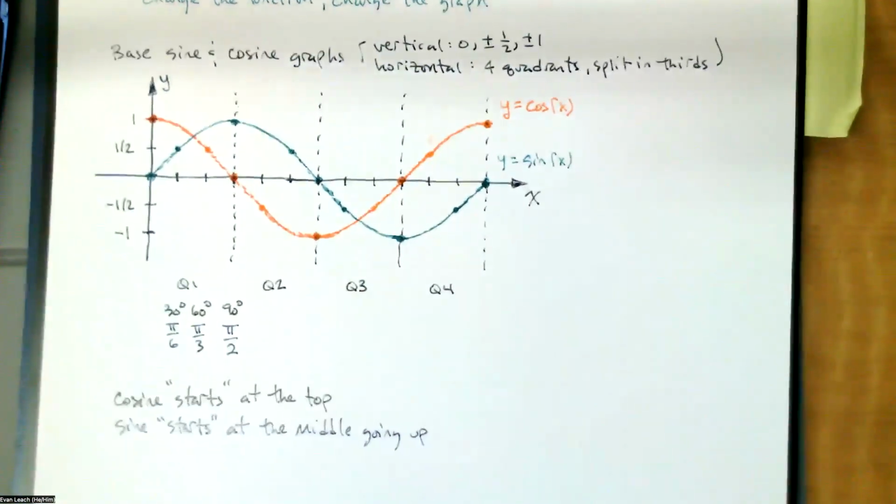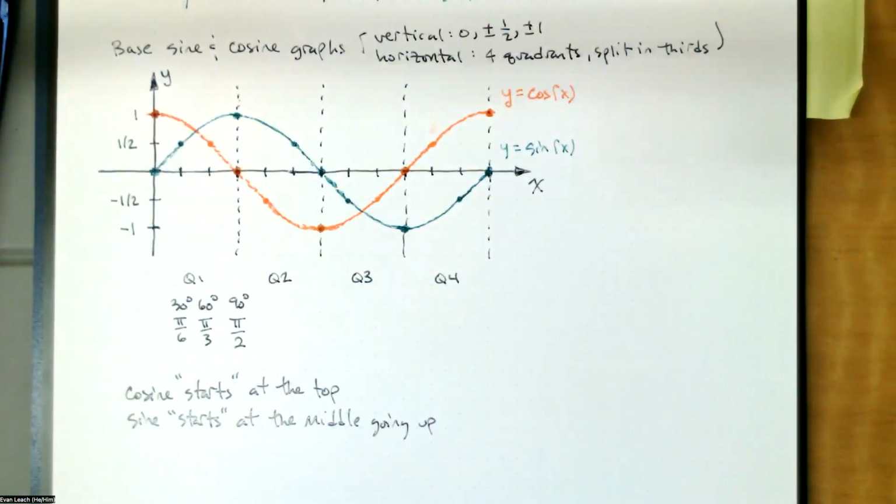So these graphs go on forever in both directions. So it's really weird to say "starts," but that's the way we're going to think about it. What's going on at 0? Cosine starts at the top, sine starts at the middle, going up. We have a top, we have a bottom, and we have a middle, but there are two different ways that the graph interacts with the middle. It either crosses the middle going up or crosses the middle going down.